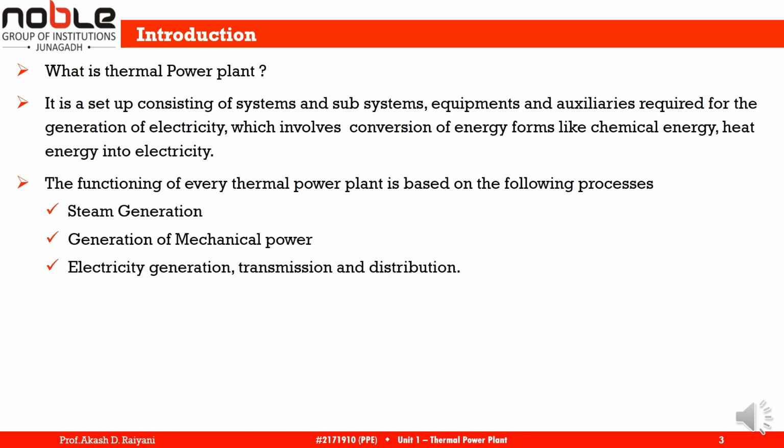The functioning of each and every power plant is based on the following processes. First one is steam generation, which is done in the boiler with the help of coal combustion. Second one is generation of mechanical power, which is done with the help of a steam turbine. Third one is electricity generation, which is done in the electrical generator, and then transmission and distribution where it is required.